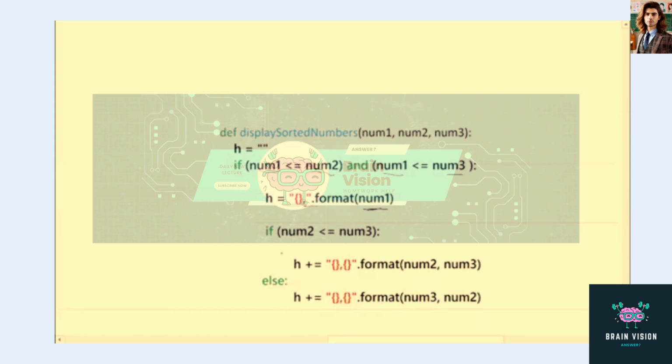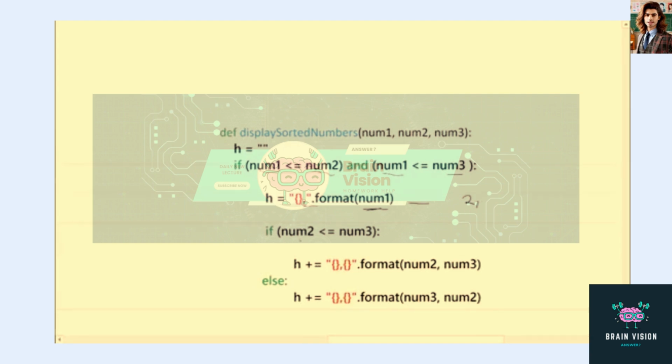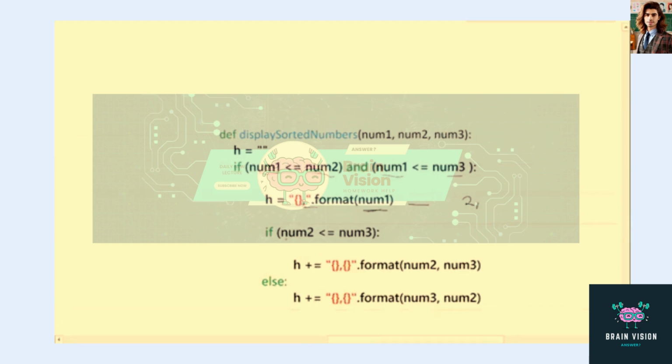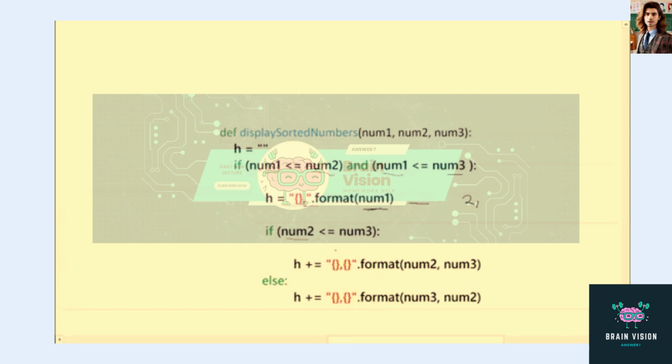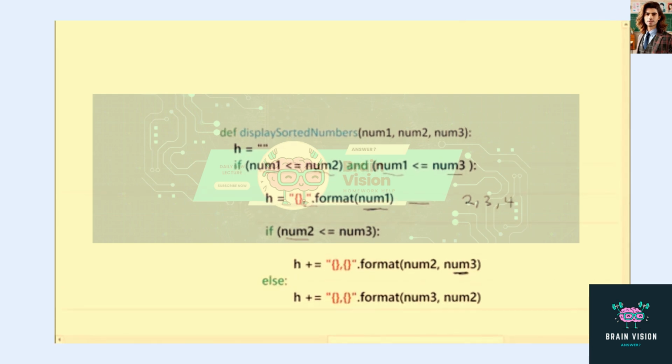The second part is after we've added the first number, say 2, then we compare the second and the third to see which one is the smallest. And if the second is the smaller of the two, then we add it. Okay, then followed by the third one.